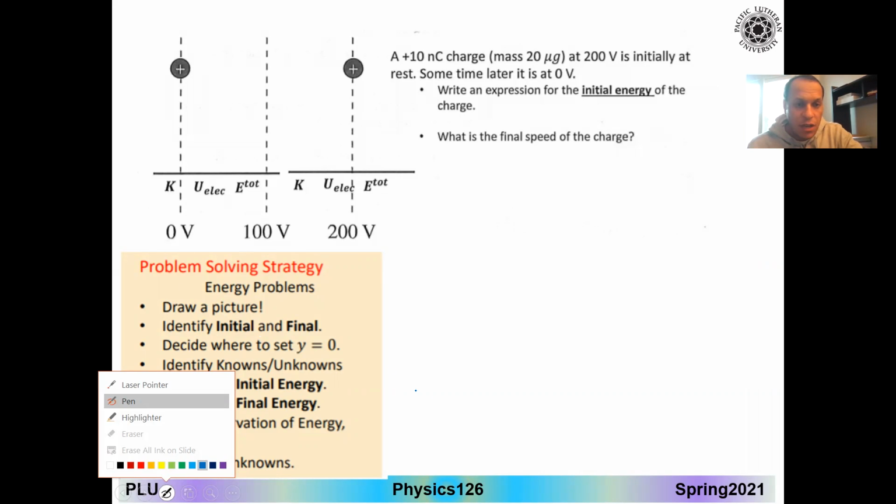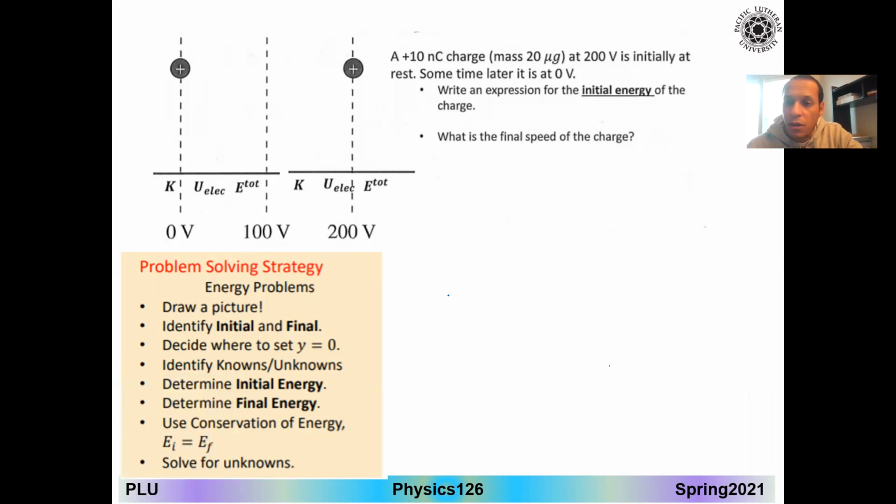Here are some strategies you can use as guidelines when you solve a problem regarding electrical potentials. The first one is to draw the picture, and find where the initial and final locations are, and then decide whether you have any component in the y direction. Identify the known and unknown, determine the initial and final energy, and use the conservation of energy format. From that, you can find any unknown that you are asked to identify. So let's apply this strategy to this particular example.